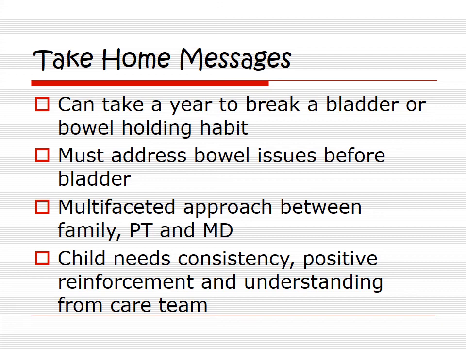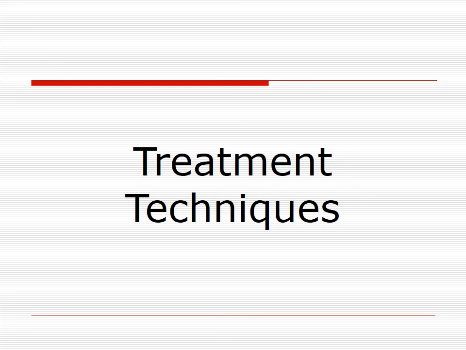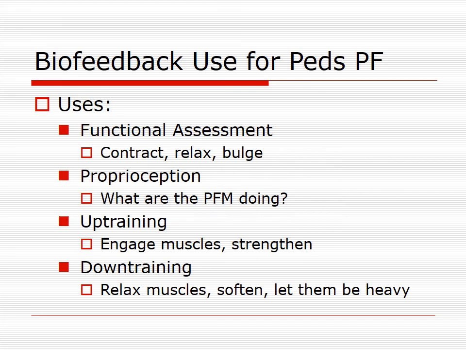So then we're going to go over treatment techniques just real quick because we're going to do a lab on this. So treatment techniques that we're going to review include biofeedback. This is used for functional assessment, so we can see contract, relax, and bulge. It's used for proprioception to tell what the pelvic floor muscles are doing to the patient, the parent, and the therapist. It can be used for up training, which is engaging the muscles and strengthening, or it can be used for down training, which is relaxing the muscles, softening, and letting them be heavy. It's also very useful for finding a good potty pooping position or avoiding position if they're having pee problems.